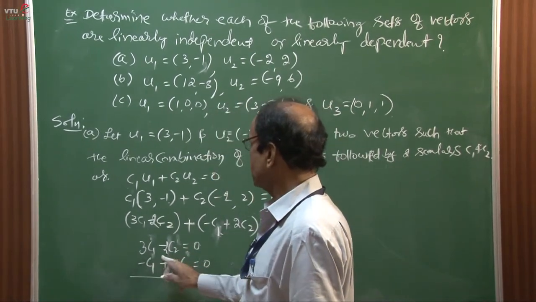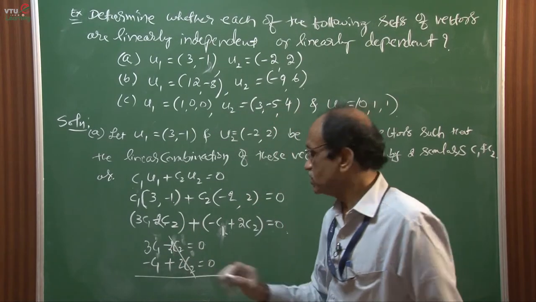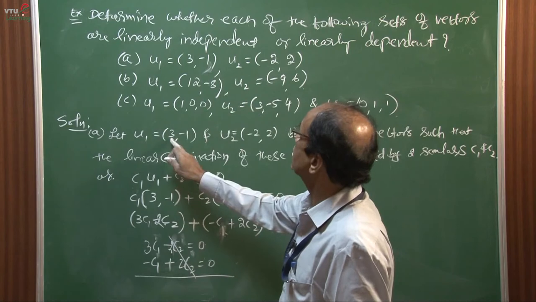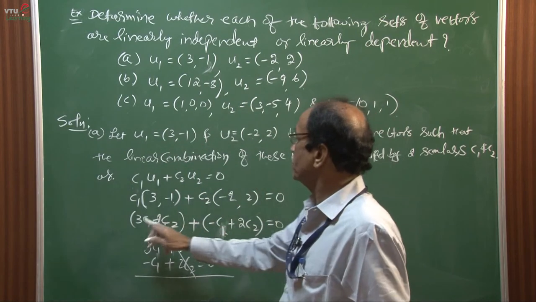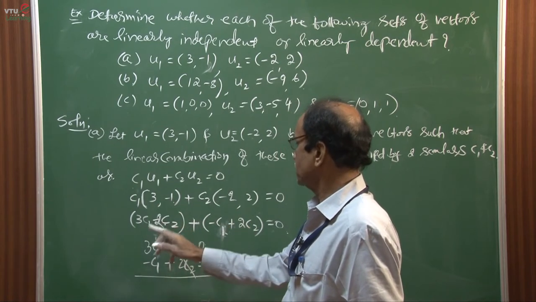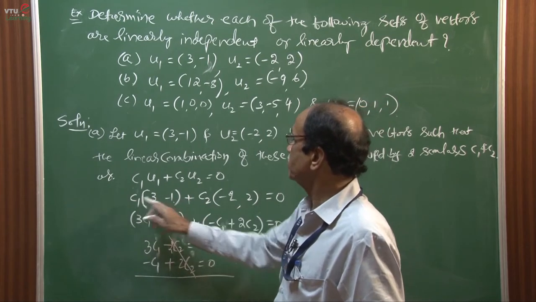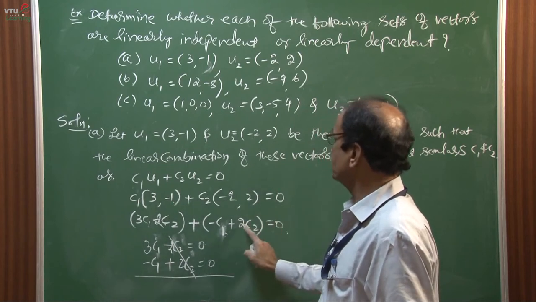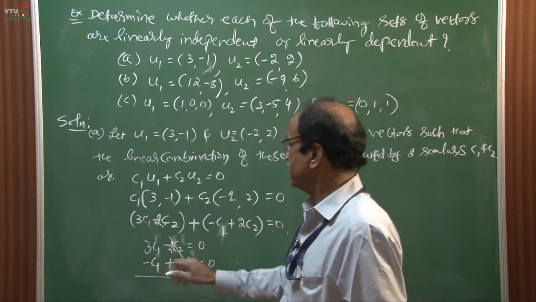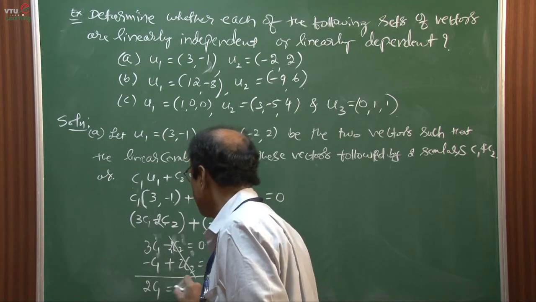Now, minus 2c2 and plus 2c2 can be cancelled by just adding, because same coefficients with different signs, am I correct? That is 3 minus 1, minus 2, 2. So 3C1 minus 2C2, this is the first equation equal to 0. And the second equation is minus C1 plus 2 times C2 is equal to 0. Then you are adding this. When you add, you will get 2 times C1 is equal to 0.